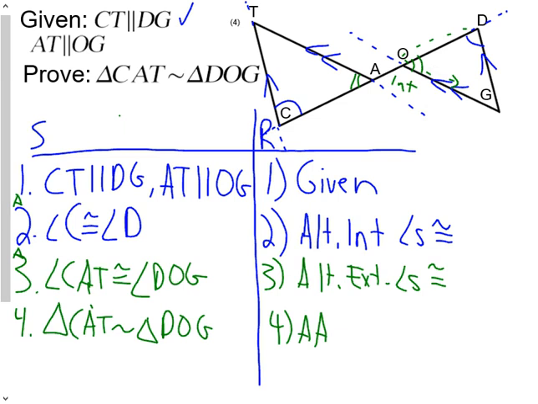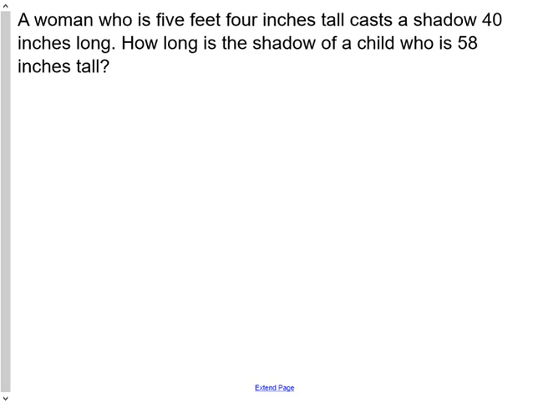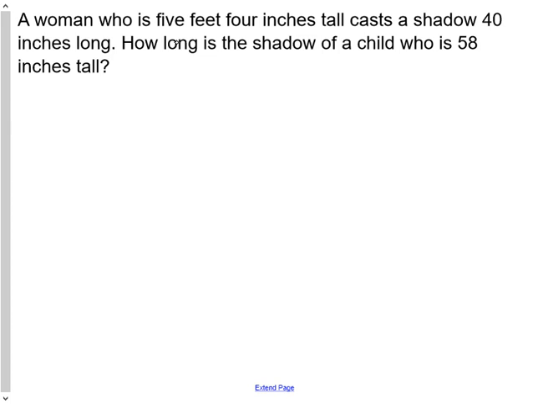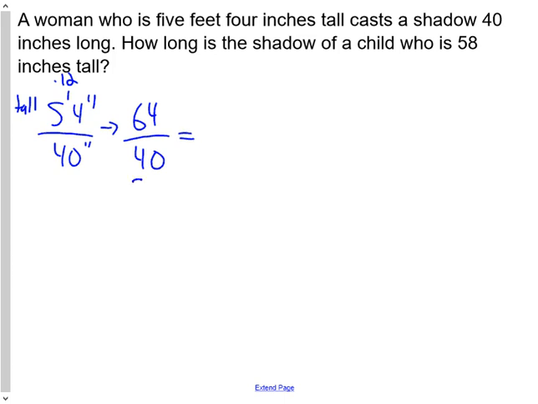Moving on, we've just got a couple more left. So other proportion problems: a woman who is 5'4", whose shadow is 40 inches long. And how long is the shadow of a child who is 58 inches tall? So again, this was how tall the woman was, and that's going to be across from how tall the child is, but you want to convert it into inches. 12 inches in a foot gives a 60. 60 plus 4 is 64 over 40 is the woman, right? Bottom shadow, top the actual height.